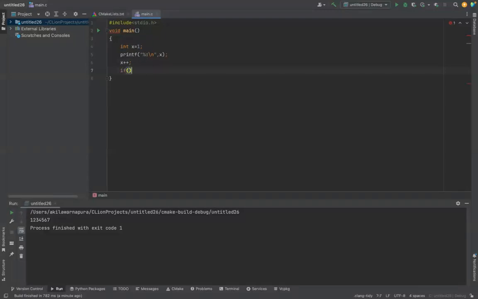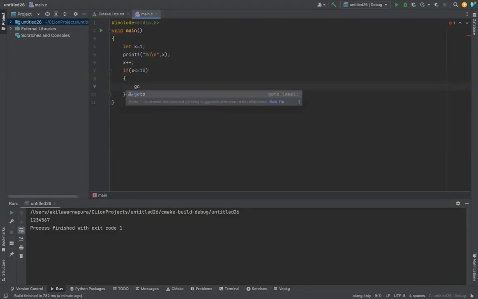You have to use if x less than or equal 10. If x is less than or equal 10, then you can use goto a particular label. The label should be defined. You have to go to this printf statement again.